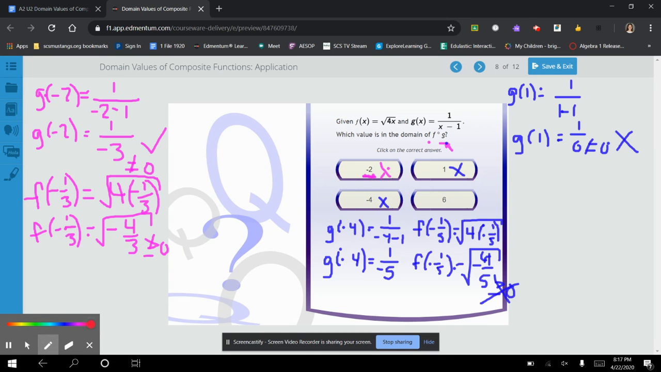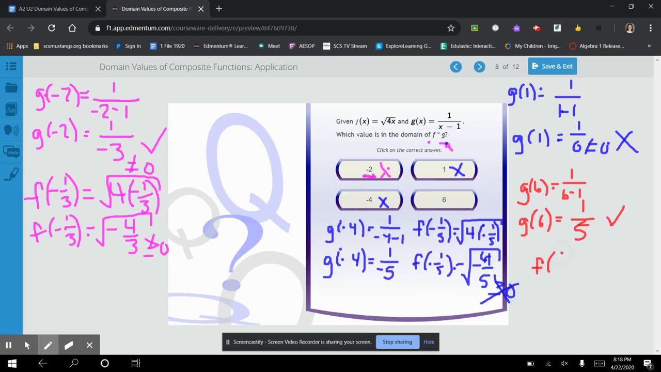Well, let's check this last one and see. Hopefully that one will work out okay. So we're looking at g of 6 is going to be equal to 1 over 6 minus 1. So g of 6 is going to be equal to 1 over 5. So far, so good. 5 is not equal to 0, so that works.